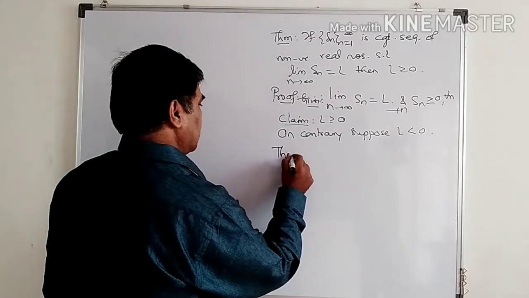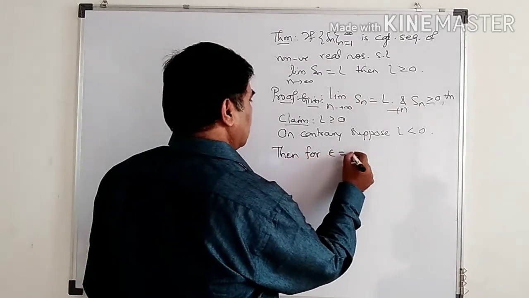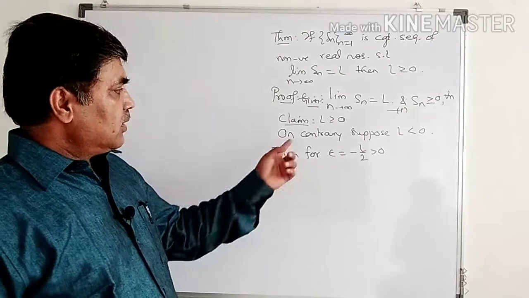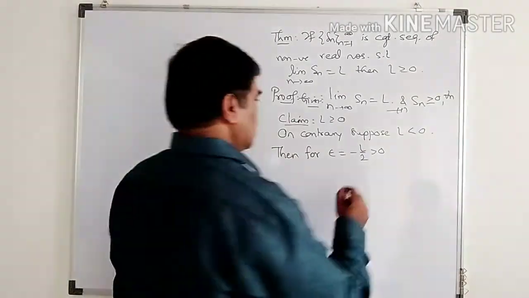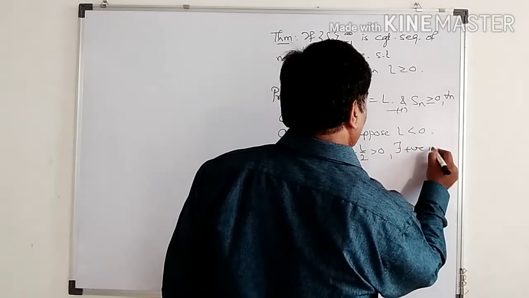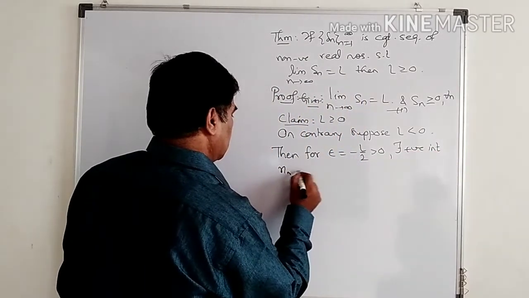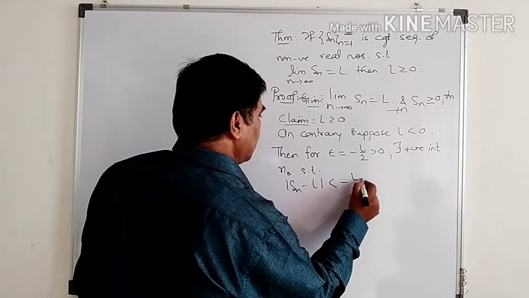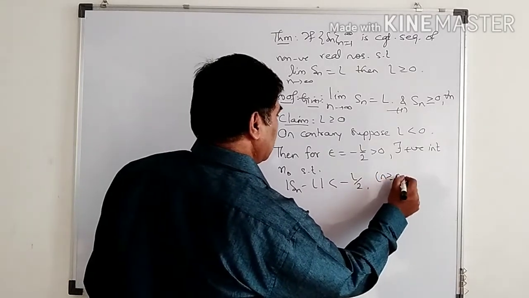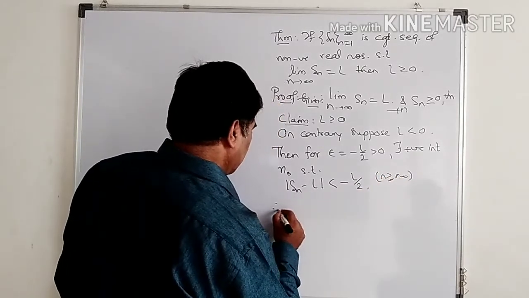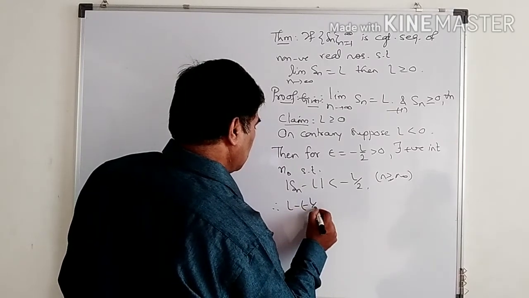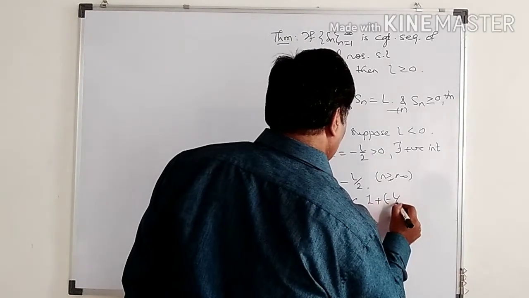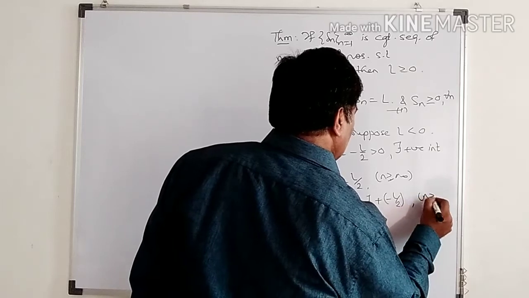Then, for epsilon equal to minus L by 2, which is greater than 0, since if L is negative, then minus L by 2 is positive, there exists a positive integer n naught such that mod of Sn minus L is less than minus L by 2 for any n greater or equal n naught. Therefore, L minus L by 2 is less than Sn is less than L plus minus L by 2 for any n greater or equal n naught.